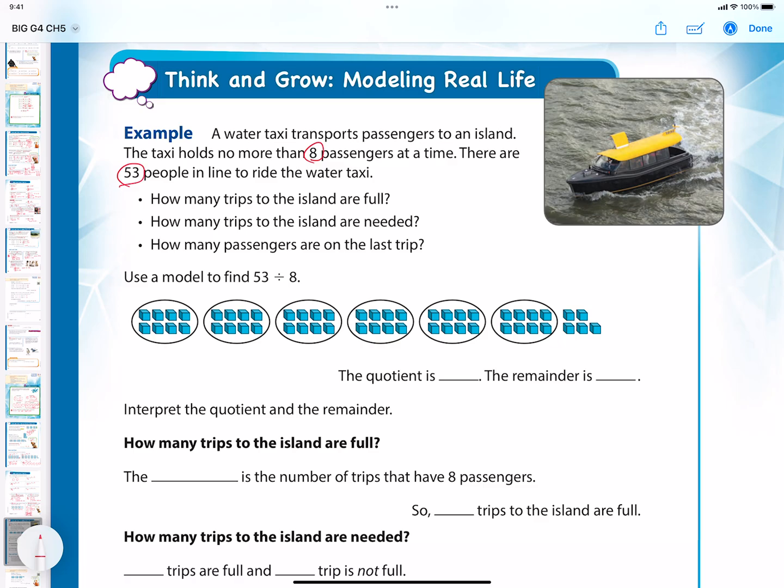Okay, so simply you need to use the model to find 53 divided by 8. Kindly they gave us already the model. The quotient is what? In each trip, you can ride 8. And how many trips do you need to do? 1, 2, 3, 4, 5, 6 trips. And the remainder is what? 5. You see that here? So interpret the quotient and the remainder.